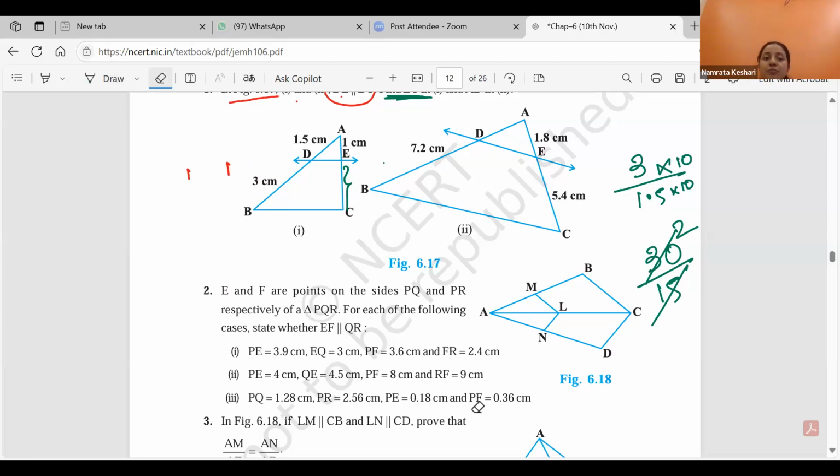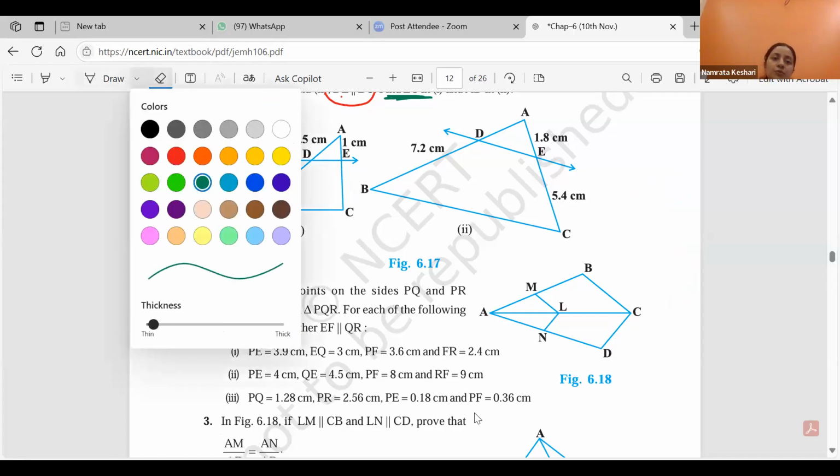Basic proportionality theorem says that if parallel, then the ratio same. Converse says that if the ratio same, then parallel. Okay, let's see question number 2.